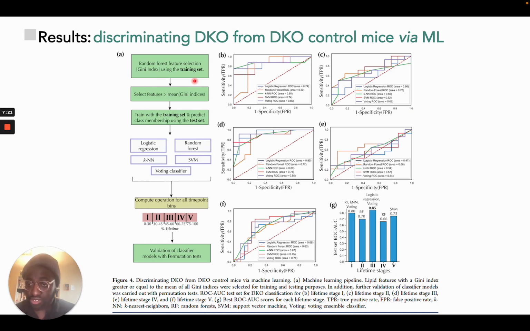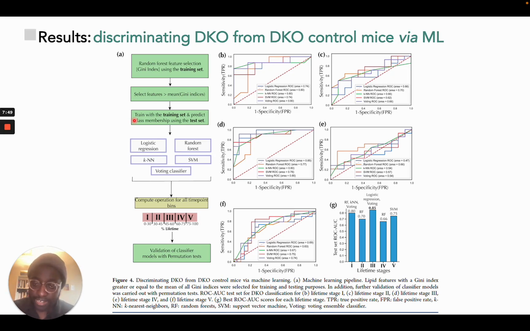Feature selection was used on the training data sets, and we selected features that have a Gini index greater than the mean of the Gini indexes. Then we train with those subsets on the training data sets. We then predict class membership using the test sets, and 5 machine learning methods we use: logistic regression, random forest, k-nearest neighbor, support vector machine.